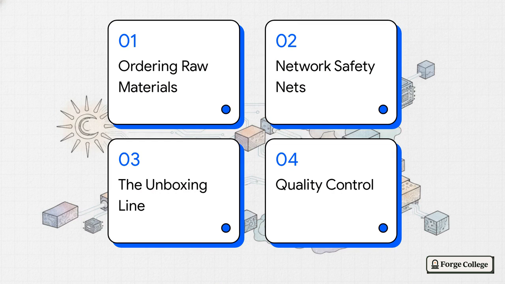To build our data assembly line, we've got a 4-stage schematic today. 1. Ordering raw materials. 2. Network safety nets. 3. The unboxing line. And finally, 4. Quality control.